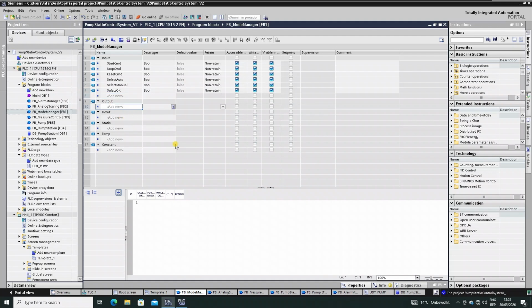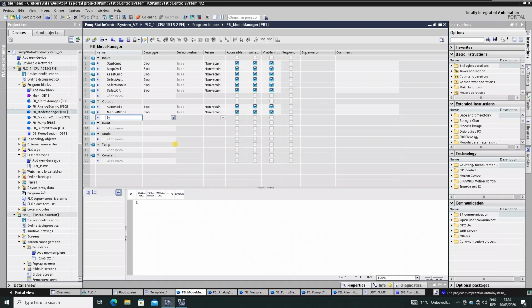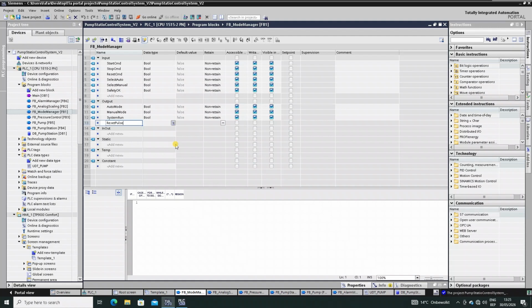Now let us look at the outputs. The first output is AutoMode. The second output is ManualMode. The third output is SystemRun. This is the main run status of the system. The fourth output is Reset Pulse. This is a one-cycle pulse generated from the Reset CMD input. The fifth output is ModeValid. This signal tells us if the selected mode is valid. Inside the static memory, we create one variable, old Reset CMD. This variable stores the previous state of the reset command. We need this to detect a rising edge and create a reset pulse.